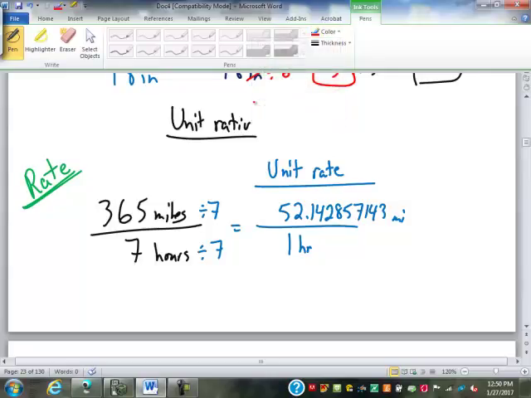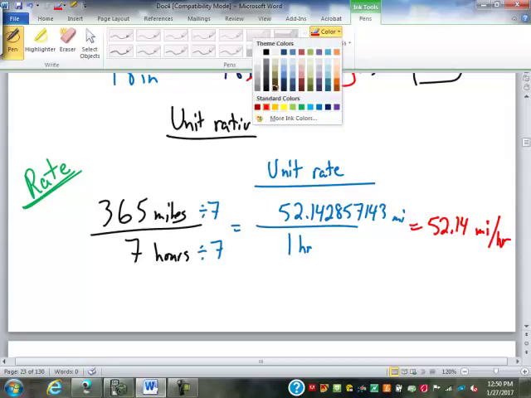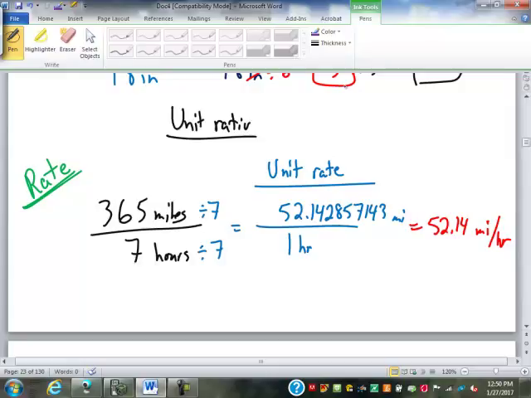Now, we generally would not leave it like that. We would do this. I'm going to round that, of course, like 52.14. And instead of leaving it as a fraction, I'm going to hide the fraction in the units like this, like miles per hour. So the appearance of the fraction in a lot of our rates gets hidden in the units like that. In fact, there are times where we hide the fraction altogether.